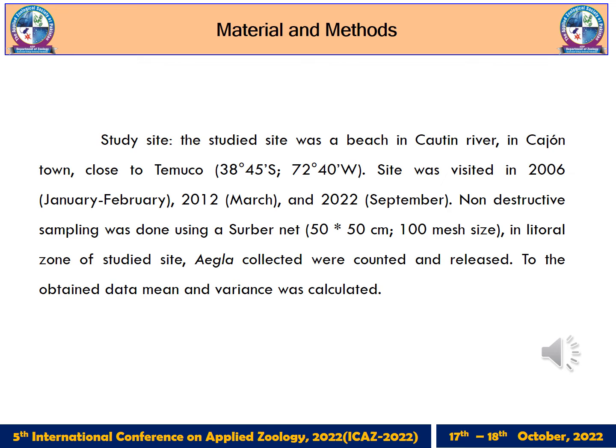September 2022. A non-destructive sample was done using a net of 50 by 50 centimeters, 100 mesh size, in the littoral zone of the study site. Aegla cholchol was collected, counted and released to the river, and to obtain the data, mean and variance were estimated.